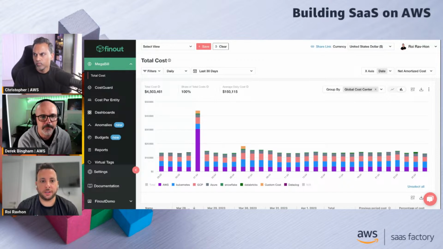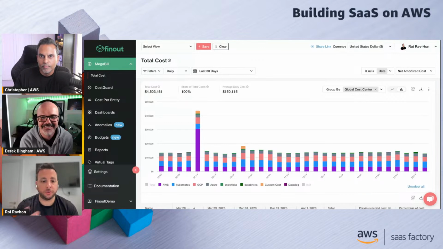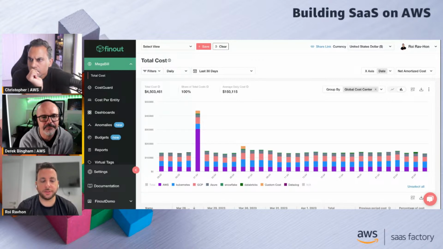Once it's within finout, we get into our mega bill concept. The finout mega bill is essentially our ability to standardize costs from AWS, other clouds, and external services that cost a lot of money, like Snowflake, Datadog and Databricks. We put it all into a standardized way, including Kubernetes integration that we're going to touch on in a minute. So let's drill down into AWS costs.